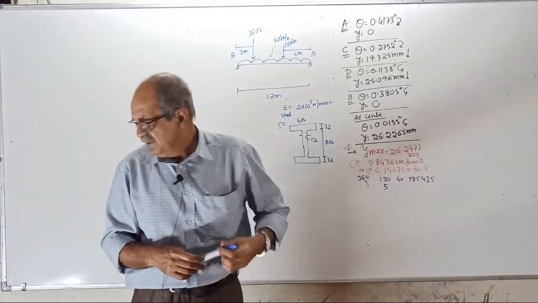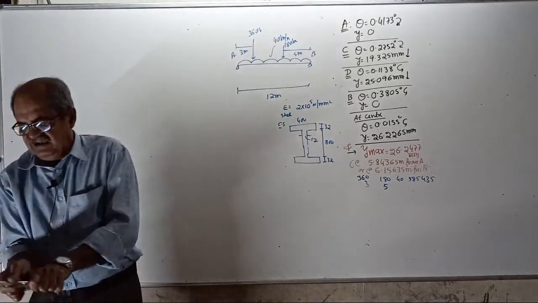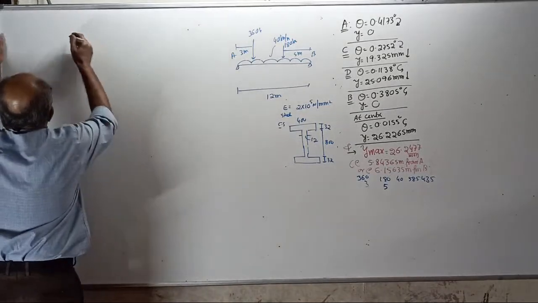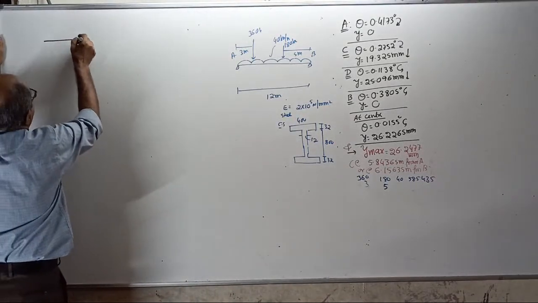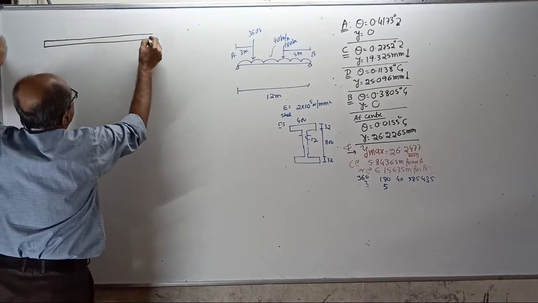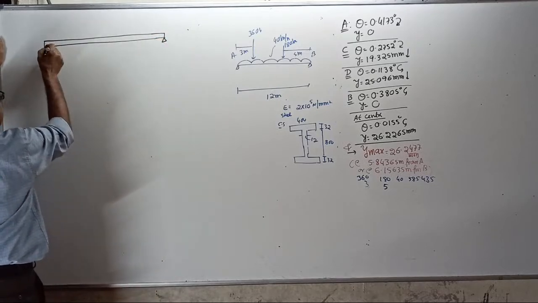Okay, now, first see what to do. I will draw the beam neatly here. Somewhere here, I will draw the beam. I will use a double line to make it understandable. See, this is the beam. Okay, there is a support here, a support here.